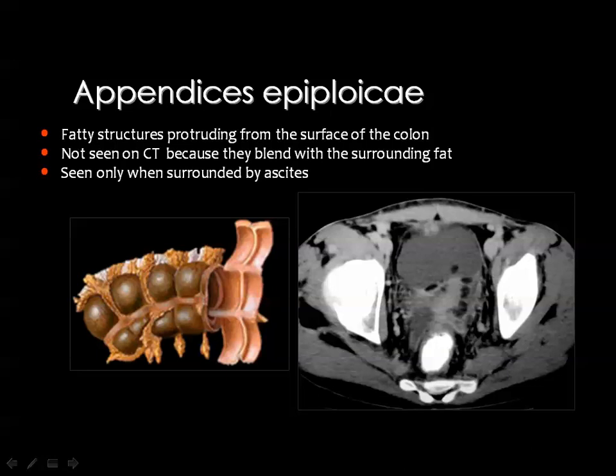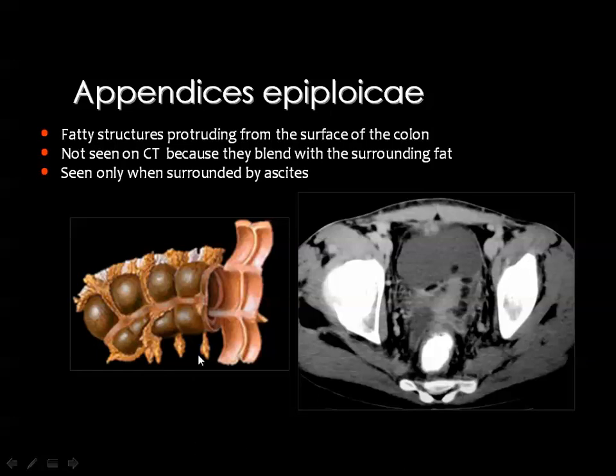Then we come to one of the lesions specific for the colon, and we'll discuss this in detail in the section on peritoneal imaging, which is known as epiploic appendagitis. What is epiploic appendagitis? It is inflammation of the appendices epiploicae. What are these appendices epiploicae? They are small fatty projections along the wall of the colon.